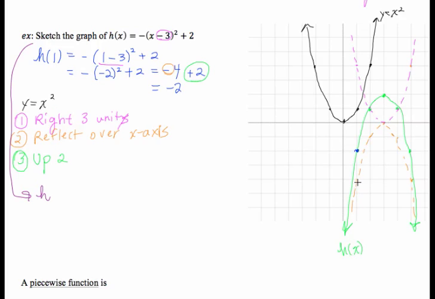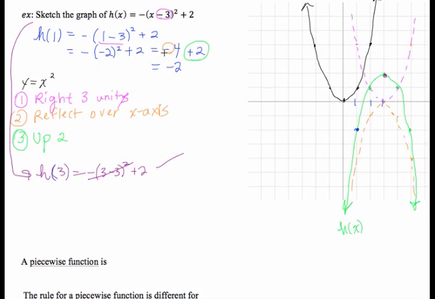Let's plug in one more point. If we plug in 3, we should get 2. So let's find h of 3 down here. It would be the negative of (3 minus 3) squared plus 2. 3 minus 3 is 0. So 0, that goes away. You do get 3 comma 2. So it looks like this is the correct version of h of x. And we didn't have to plot any points in order to get the graph because we knew how these things being done to x squared transformed the graph.